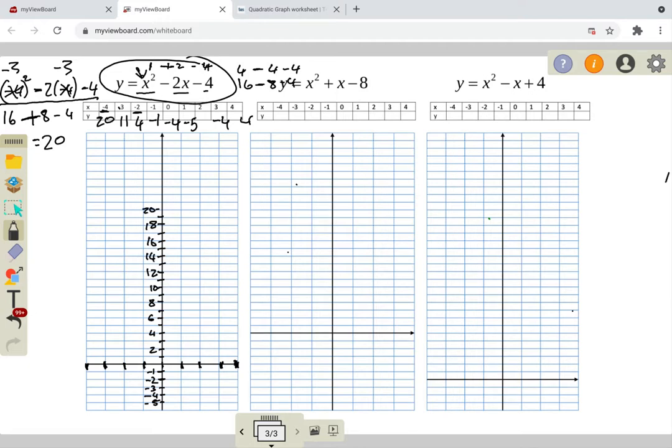Okay, plot the values. So minus 4, 20. That's going to be there. Minus 3, 11. It's going to be there. Minus 2, 4. Minus 2, 4 is going to be there. Minus 1, 1 to be there. 0, negative 4. 1 minus 5.